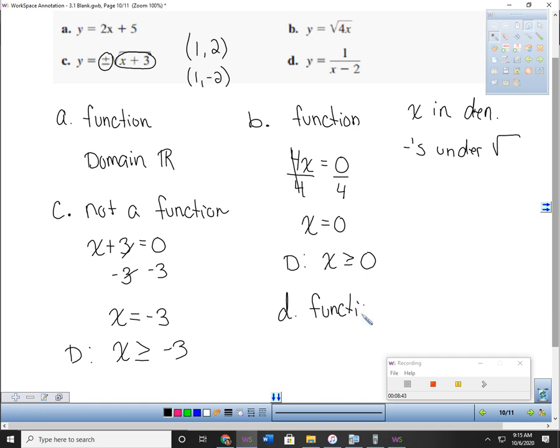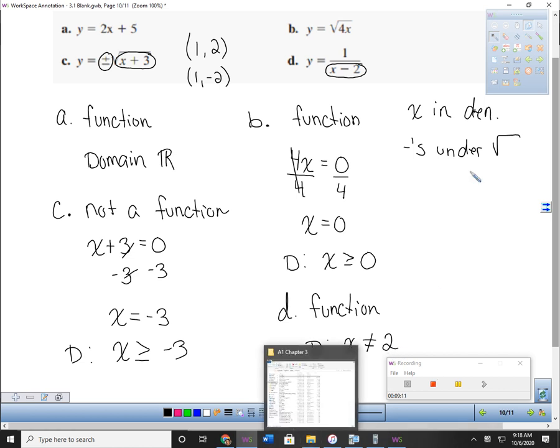And I also need to think about the bottom. We have an x in a denominator, right? That's one of our things that we need to check. What do I not want in the denominator? A 0. What would make this a 0 down here? So your domain is x cannot equal 2. X can be everything else, right? That's not going to give us an issue.